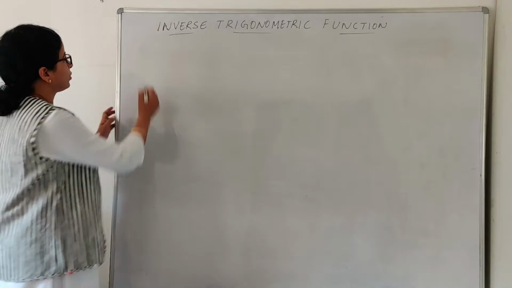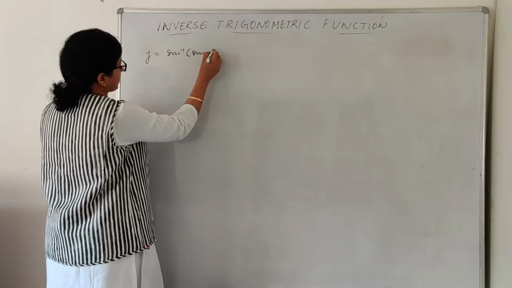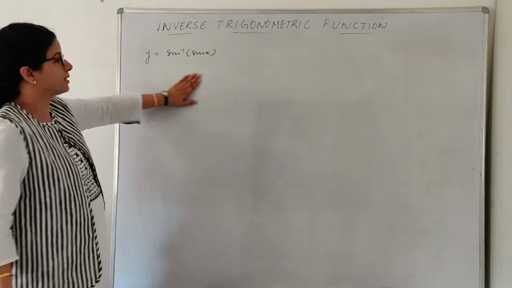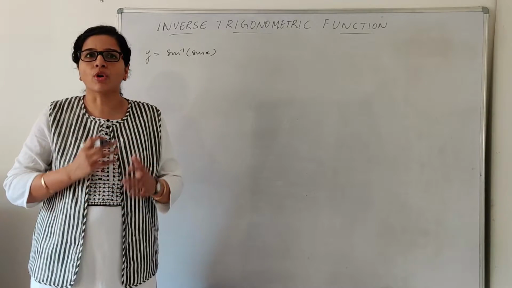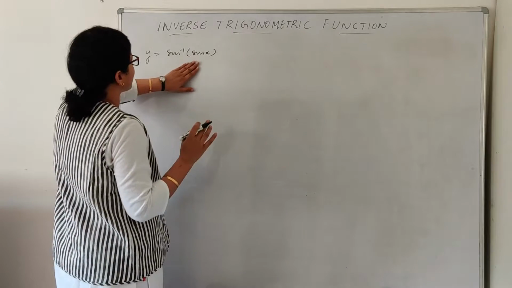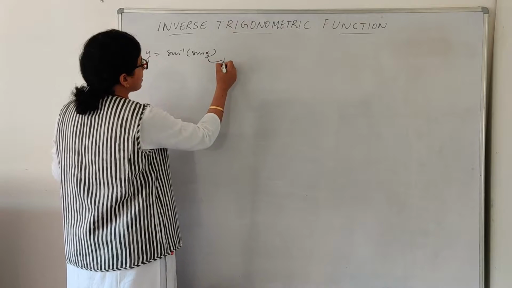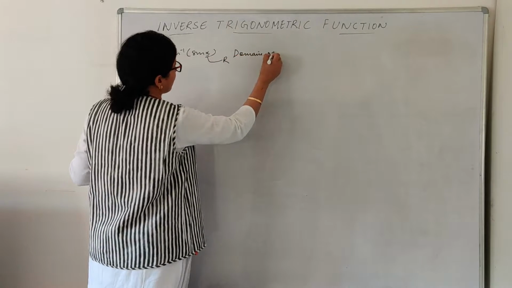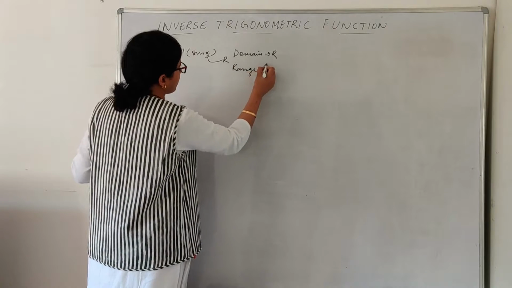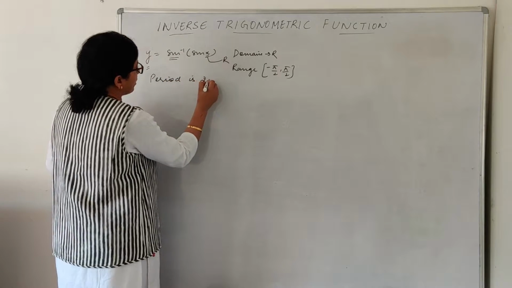Now let us check the graph for y is equal to sin inverse of sin x. So what is the period for sin x? It is 2 pi. Period means the value of sin x repeats itself after a certain interval. First of all, check the domain of this function. So x can take any real value. So domain is R for sin x. Now the range of the function will be closed interval minus pi by 2 to pi by 2. Now the period is 2 pi for sin x.